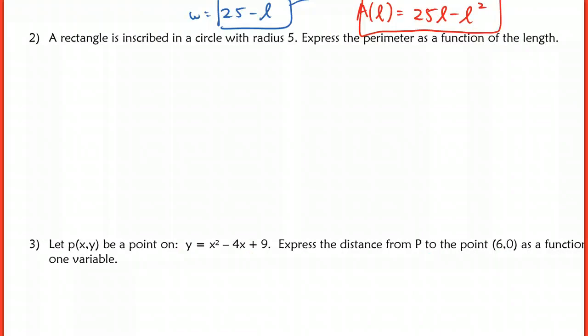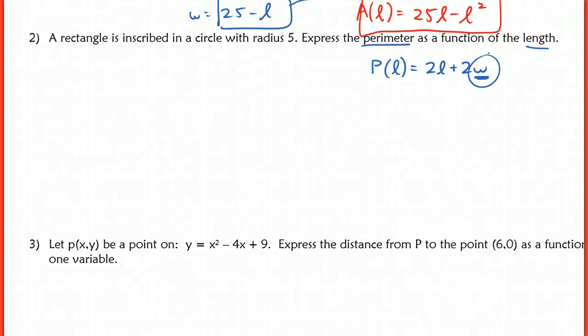Okay, problem number 2 says a rectangle is inscribed in a circle with a radius of 5. Express the perimeter as a function of the length. So this time I'm trying to express perimeter as a function of length. So P of L is what I'm looking for. Now the perimeter of a rectangle is just 2L plus 2W, right? We just talked about that before. And again, I don't want to see anything that's not an L on the other side. I need all my variables to be in terms of the L. So now I know which variable I want to get rid of.